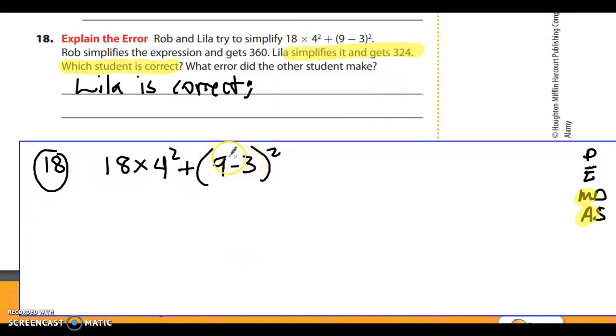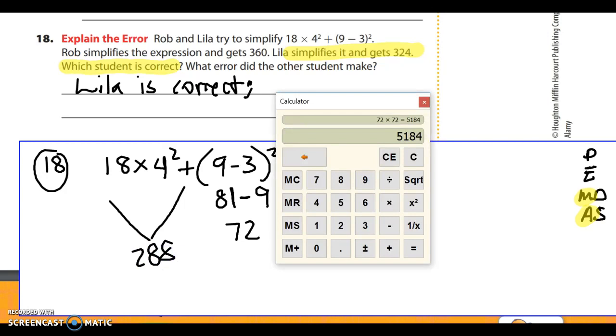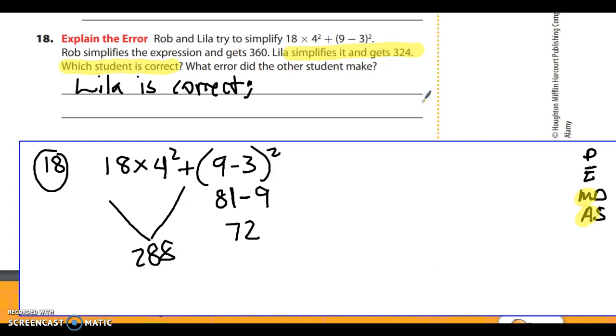He started here. So if he didn't do 9 minus 3 and then square it, I think what he might have done was 9 squared, which is 81, minus 3 squared. 3 squared is 9. So 9 times 9. This is not what you're supposed to do. I'm just trying to figure out what he did do. 81 minus 9 is 72. And then all of this, when we just did this, all of this was 288. I bet 288 plus 72 is 360. That's what he did. That's exactly what he did.